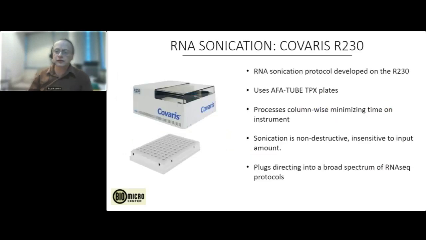We use the Covaris R230. This is their newest machine. It uses AFA tube TPX plates. These are plastic plates, and we developed the method with that. It processes columns at a time, allowing us to do whole plates very quickly.